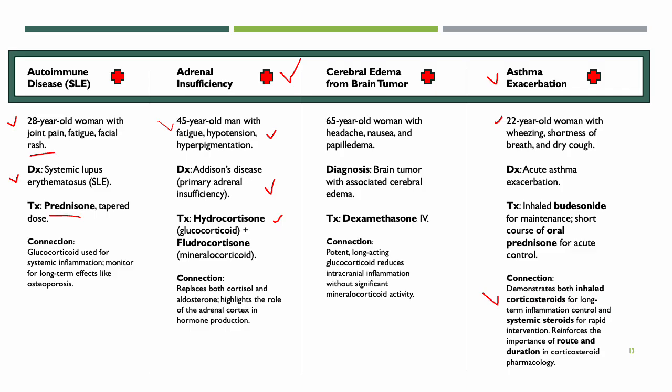We can also take one last example here of an emergency indication, for example, cerebral edema. So we have a 65-year-old woman. She's presenting with headache, nausea, signs of intracranial pressure elevation. Imaging reveals that she has a brain tumor with surrounding edema. So what do we do? We administer dexamethasone, which is a potent, long-acting glucocorticoid with minimal mineralocorticoid activity. So why dexamethasone? Because it has strong anti-inflammatory effects that will help reduce vascular permeability and cerebral swelling, relieving the pressure on brain structures.